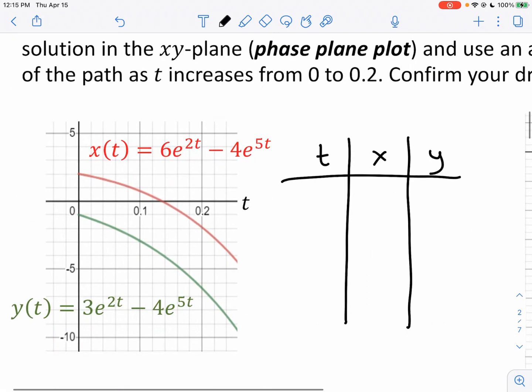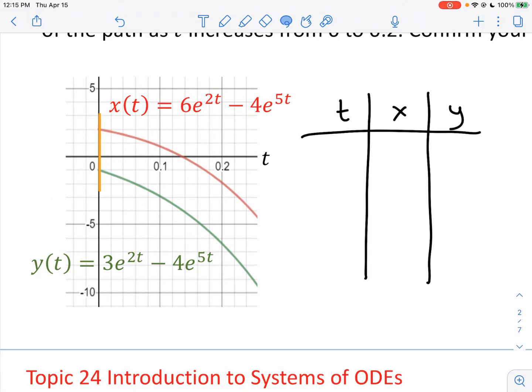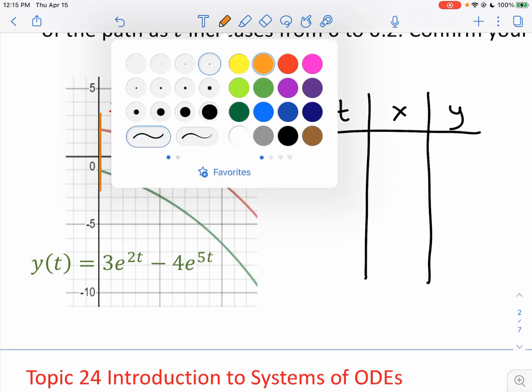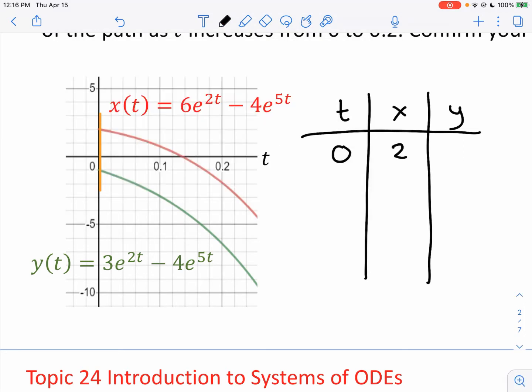And we're only going to worry from t equals 0 to t equals 0.2. So if I look at when t is 0, imagine this line right here moving around at different times and giving different outputs for the two functions, the red and green. When t is 0, the red function outputs 2, so that's the x-coordinate. But the green function will output negative 1. You can think of t as time if you'd like. At time 0, x is 2 and y is negative 1.